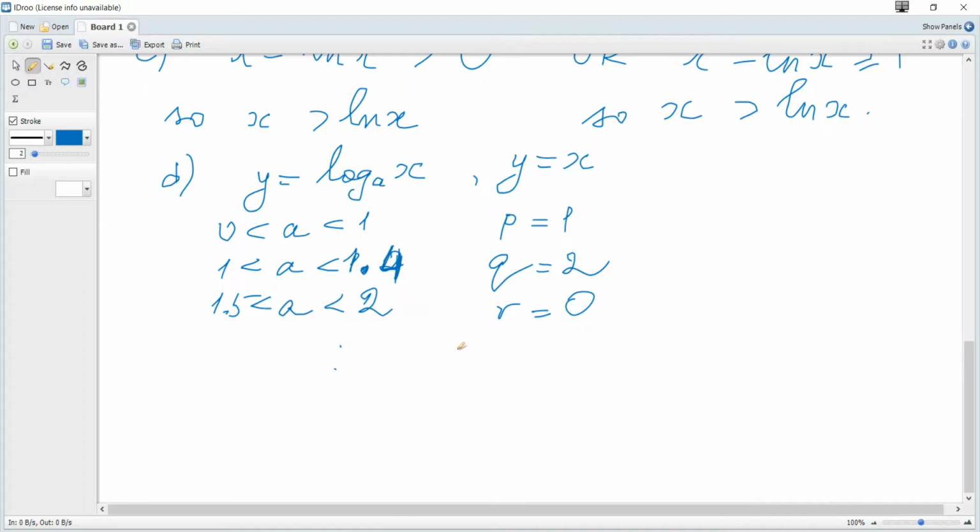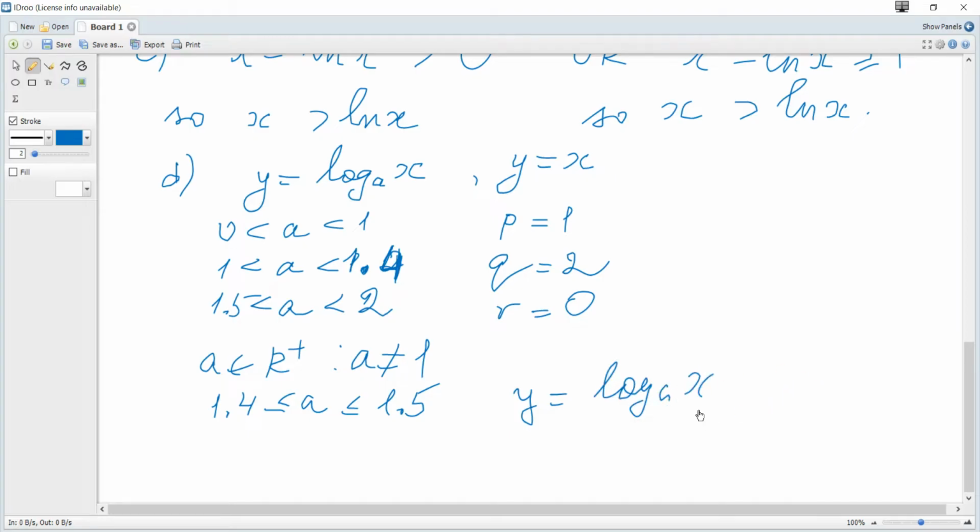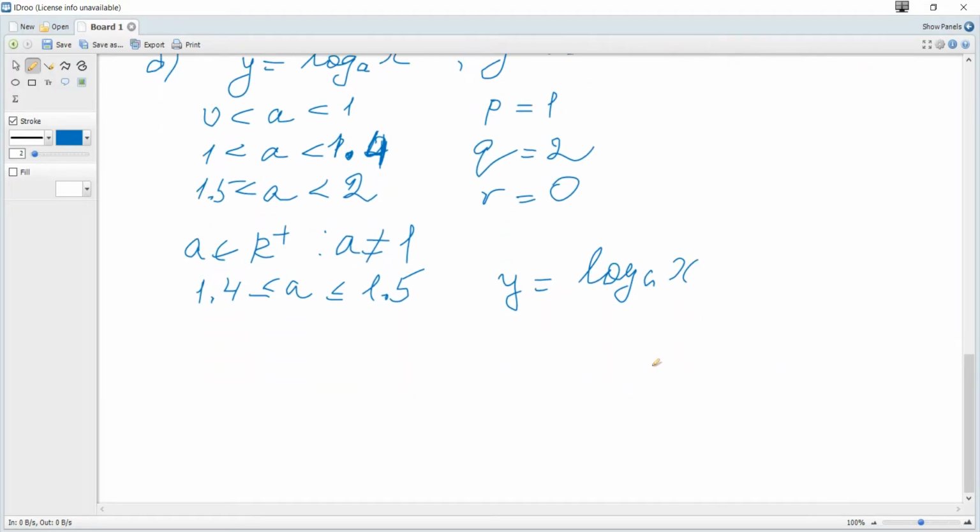Okay, next, in parts E and F, consider a is real positive and a is not 1. For a greater than or equal to 1.4 and less than or equal to 1.5, a value of a exists such that the line y is x is a tangent to the graph y is log to the base a of x at point P. E, find the exact coordinates of P and the exact value of a, 8 marks.